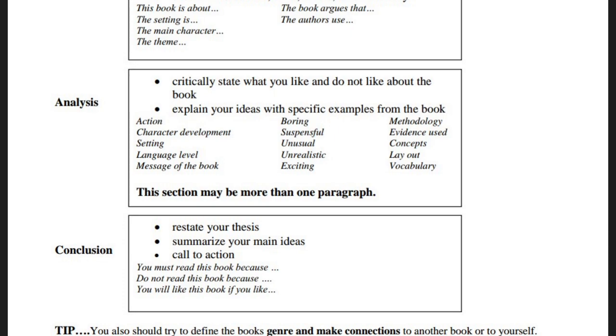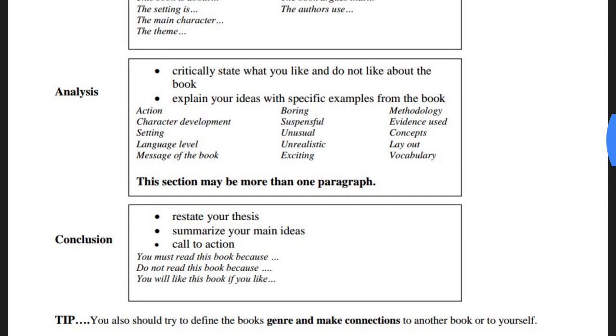See, report writing, whether it is a review writing or any other form of report, should always be done in several paragraphs. Not one single boring continuous paragraph, but several paragraphs. Then finally the conclusion: restate your thesis, summarize your main ideas, call to action. You must read this book because, do not read this book because, you will like this book if you like blah blah blah, whatever be the case. So you should also try to define the book's genre and make connections to another book or to yourself.